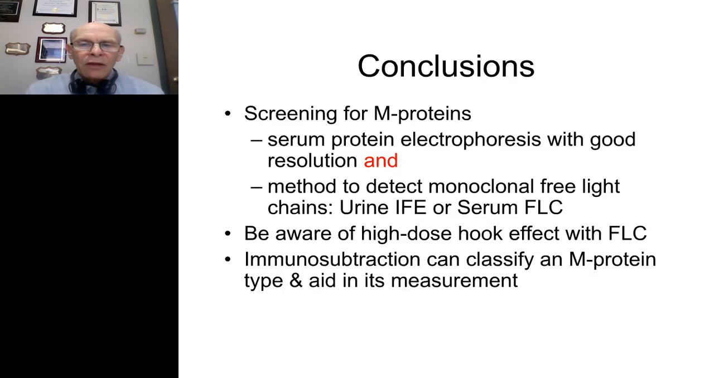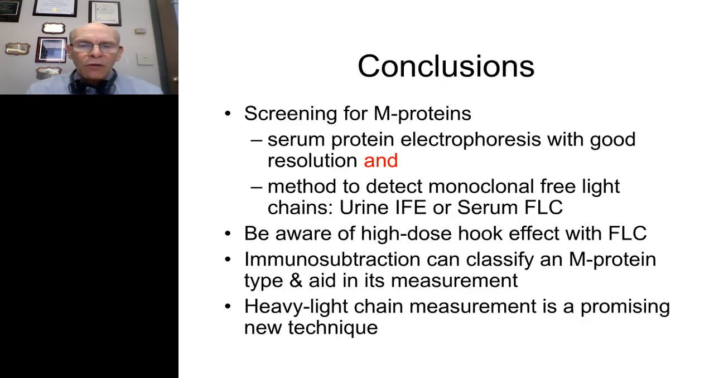Immunosubtraction not only can be useful to classify M-protein type, but it is also useful in aiding the measurement of the monoclonal protein itself. Finally, the heavy light chain test is a very exciting, promising new technique, and I suspect there'll be some really interesting studies that one will see in the future.